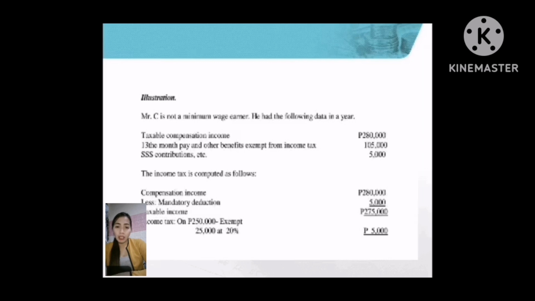So, he has a compensation income in a year na 280,000. Ililess po natin yung mandatory deduction na 5,000. Bali, ang taxable income niya po is 275,000. Pero, sa total po na yun, yung 250,000 po is exempt. Bali, less 275 less 250,000. Bali, yung 25,000 lang po yung taxable from sa income niya at 20% is equal to 5,000 po. So, that's all. Thank you.